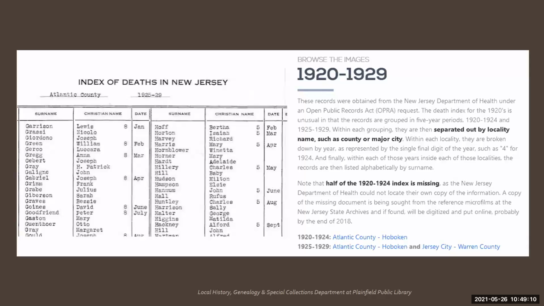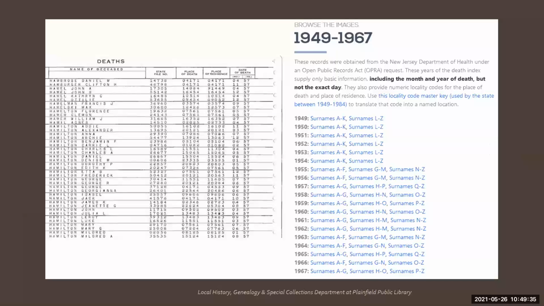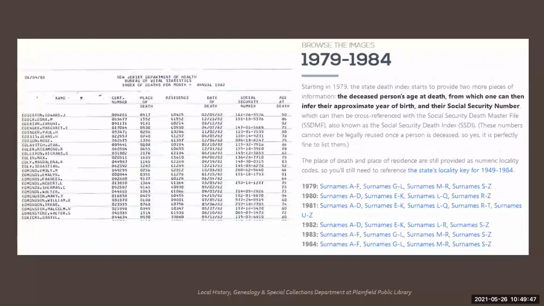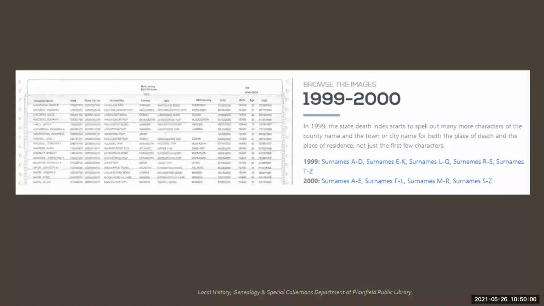1920 through 1929 is available here, except for 1920 through 1924, the second half of the state is missing, and that includes the Plainfield area of Middlesex, Somerset, and Union counties. 1930 through 48 is unfortunately another completely missing time. 1949 through 2000 is available, just not as conveniently searchable as 2001 through 2017. You have to look at individual years, but there are increasingly more details given that will help you to recognize the right person. The years are broken down into groups, so the details, like exact date of birth, which starts in 1985, can be identified in the descriptions as they become available.